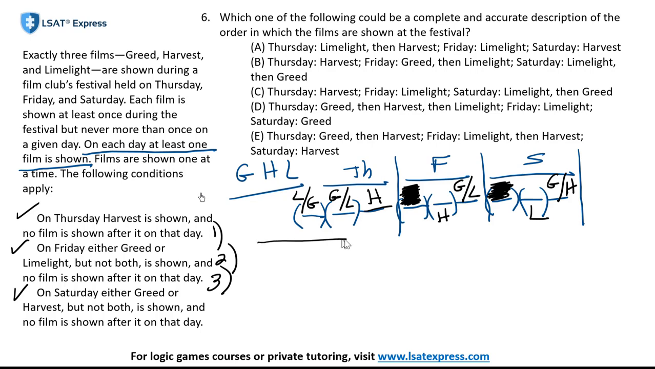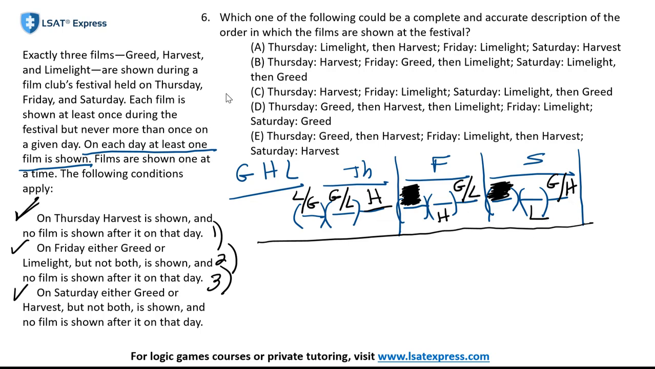So now we'll underline the master sketch. You want to avoid touching the master sketch as much as you possibly can. Oh, and just another comment on who could go first, who could go last. Well, on Thursday, the first item could be L or G. The first item could also be H. Maybe H is the only film shown on Thursday. On Friday, the first item, it could be H, but it could also just be G or L. There could be only 1 film on Friday. And Saturday, similar story. The first item, it could be L, or it could just be G or H.